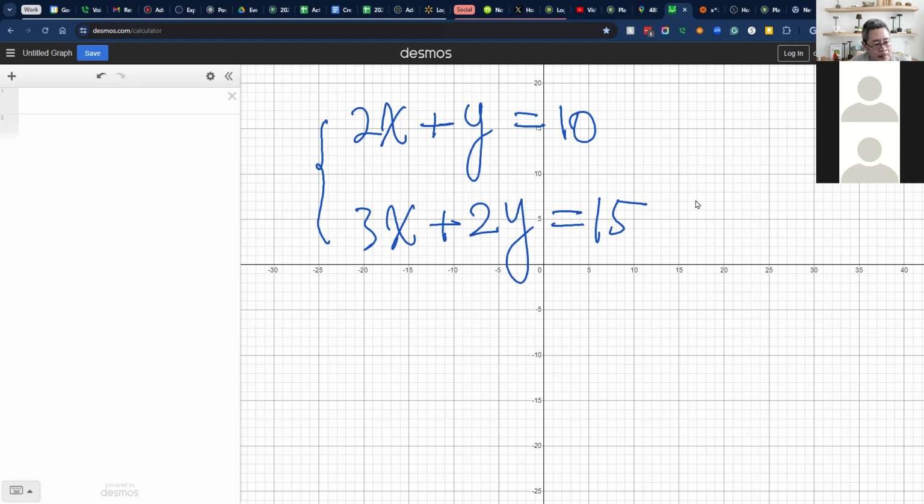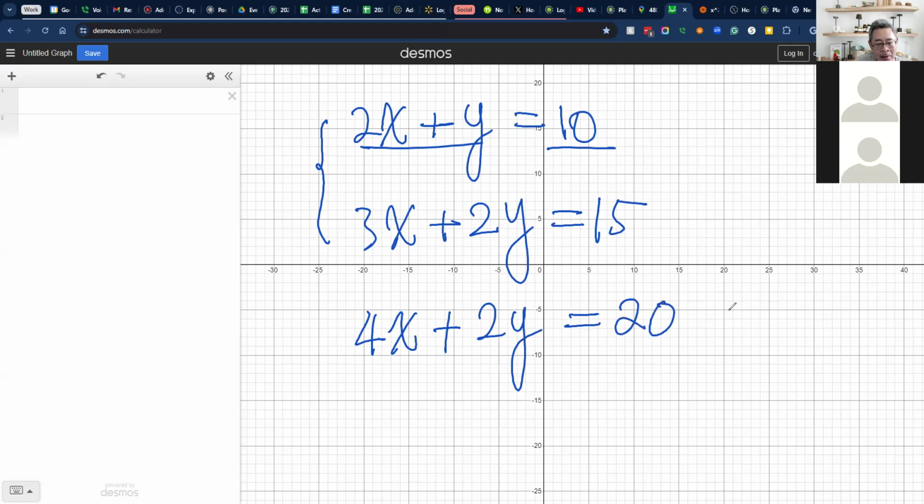Okay, so let's see how we do this one. Again, for this one, it's easy to get rid of y because we just multiply 2 on the top. So if we do that, then we got 4x plus 2y equal to 20. Then we can use this equation, equation 3 minus equation 2. Then 4x minus 3x is x. Y got canceled. And this side, we should get 5.